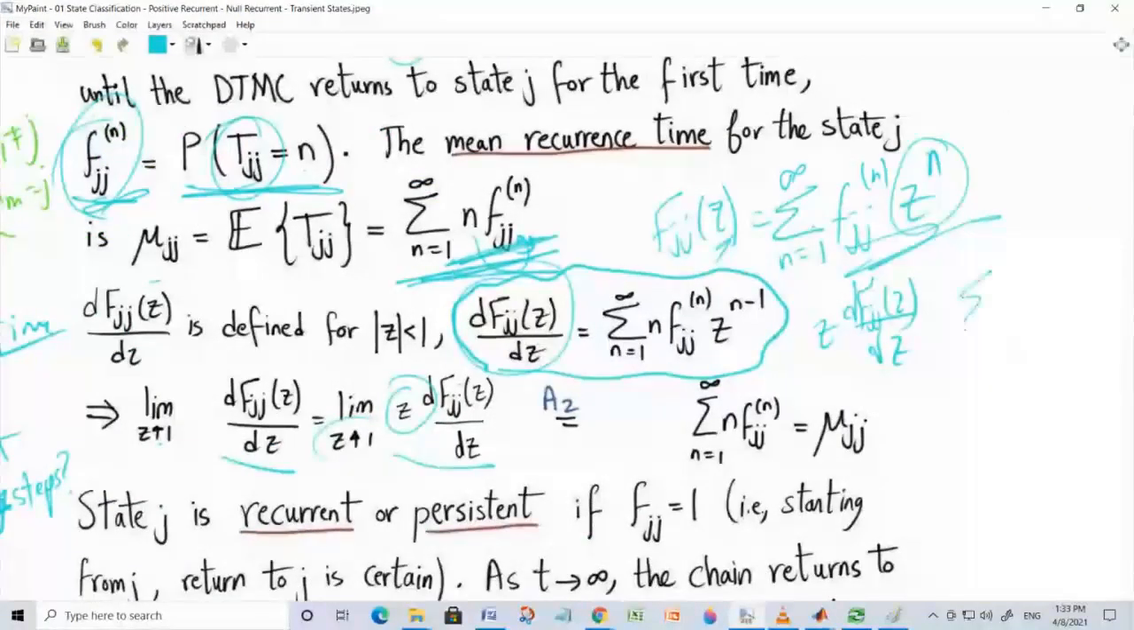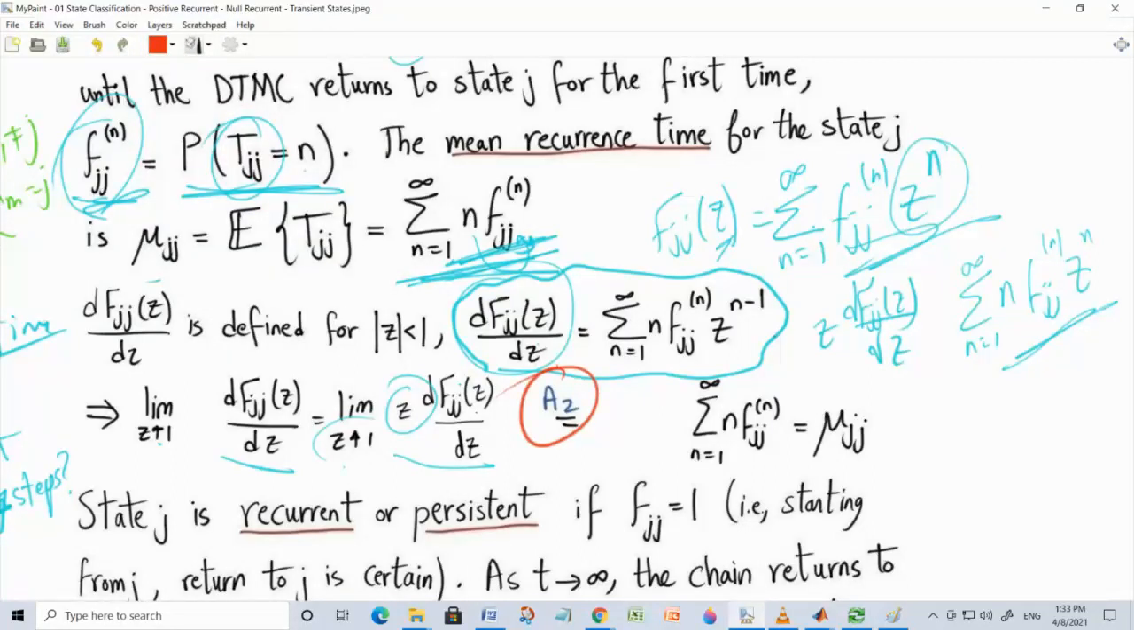Now, when you multiply this thing, z dfjj of z is basically the summation n from 1 to infinity of n fjj of n z to the power n. So basically this is like a generating function for the sequence n fjj of n. Then what? Basically Abel's theorem.